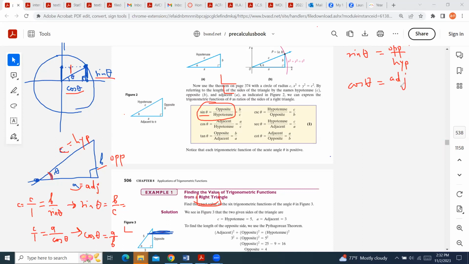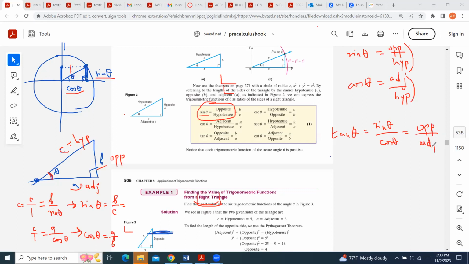Now, of course, I can get the other trig functions such as tangent, cotangent, and so forth. And you can definitely do that. Like, for example, if you want to know what tangent of theta is, you just recall that this is sine over cosine. And this way, you notice it's opposite over hypotenuse divided by adjacent over hypotenuse. So hypotenuse will be canceling and you end up with opposite over adjacent.